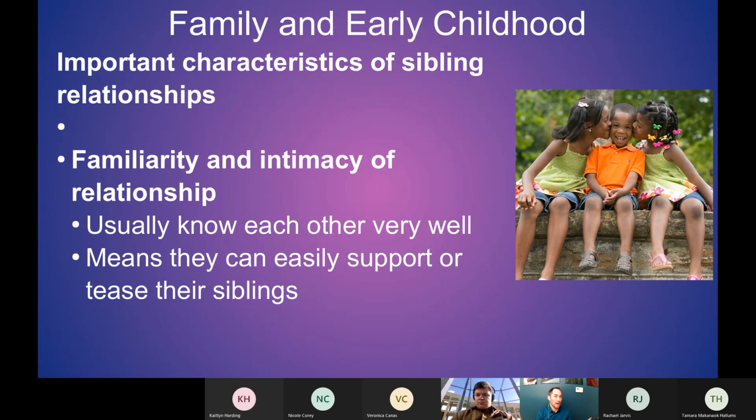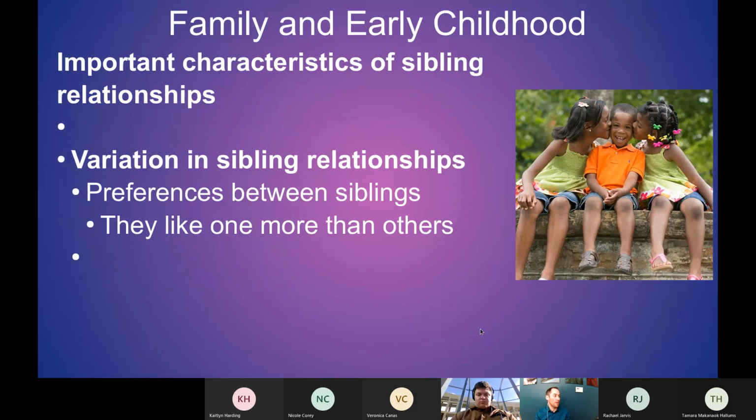So if my daughter knows that my son's favorite toy is his magic wand, then to tease him, it's really easy. Take the magic wand. That's an easy target, for example. So it can be really positive. It can also be negative in some ways too. But that's what we're talking about, familiarity and intimacy, that they know each other really well.